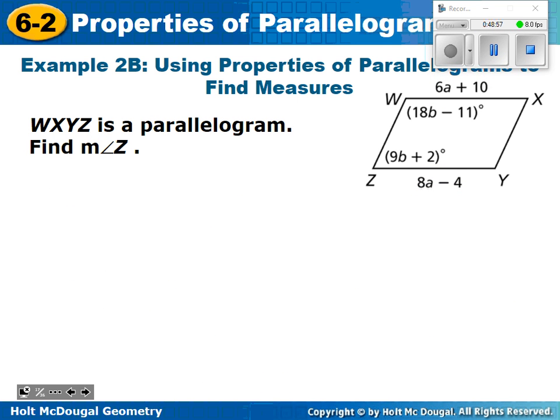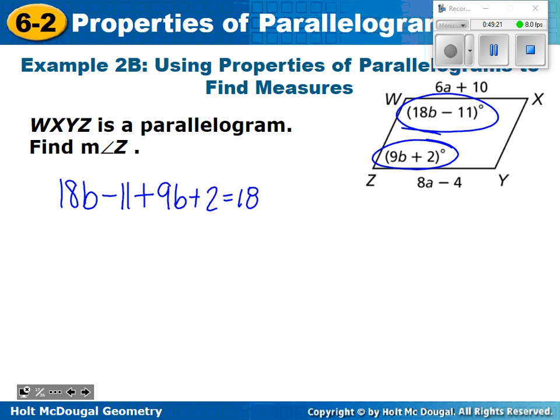Another problem here. Again, this one wants us to find angle Z. Which property can we use? So number 4, consecutive angles are supplementary. That means we're going to do what with these two expressions for angles? Very good. Add them and set them equal to 180. So 18b minus 11 plus 9b plus 2 equals 180.